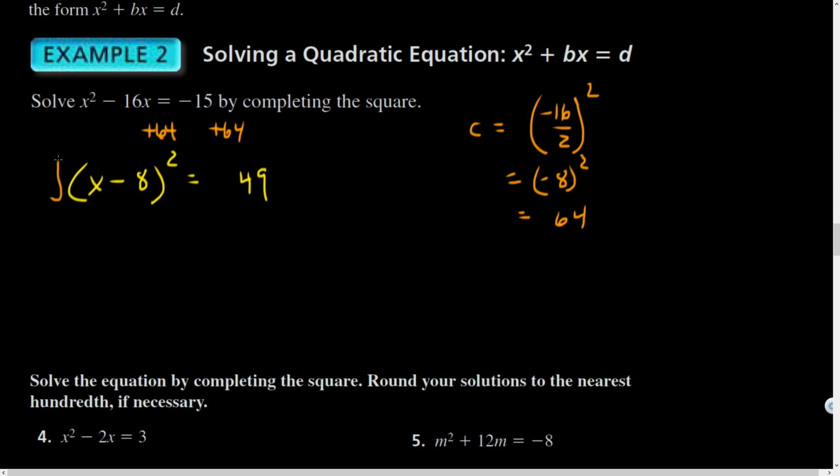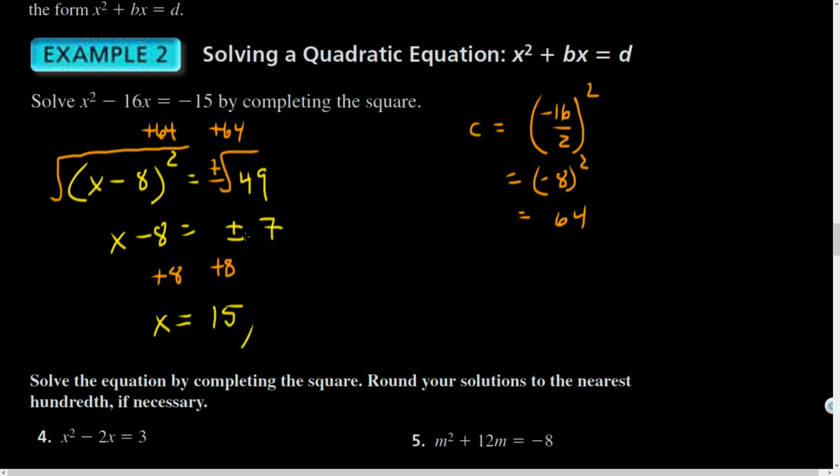And now, in order to solve, because this has been fast factored and the whole thing's squared, I can just root both sides, plus or minus, don't forget it. I get x minus 8, because the square root and the square cancel out. That's a sad looking plus or minus. Plus or minus, the square root of 49 does simplify in this case. I get 7. And then add 8 to both sides. I get x equals 8 plus 7 is 15. 8 minus 7 is 1. There are both of my answers.